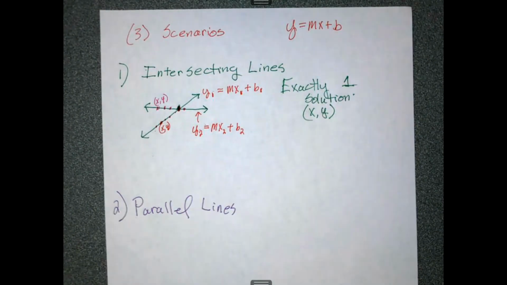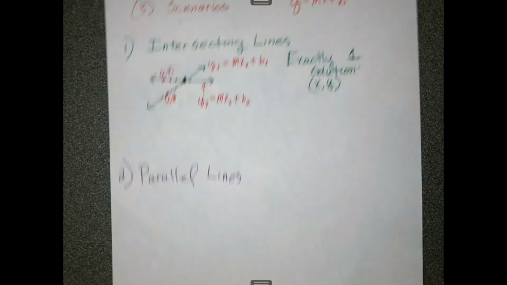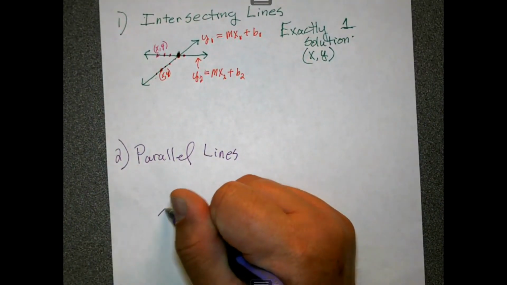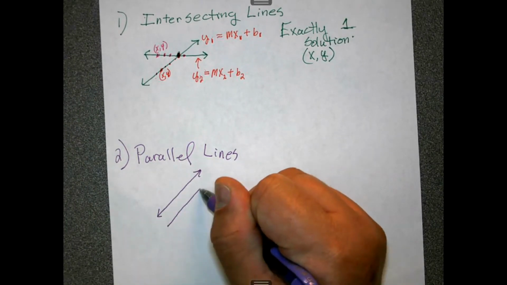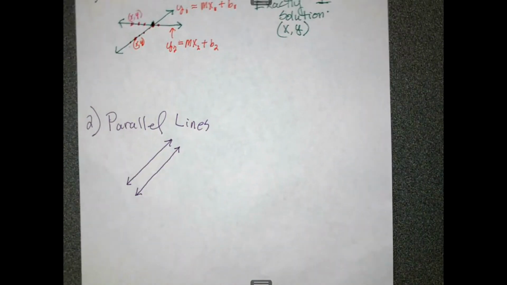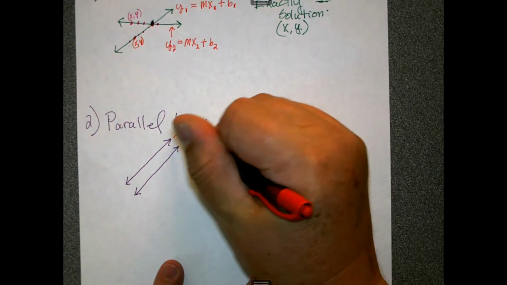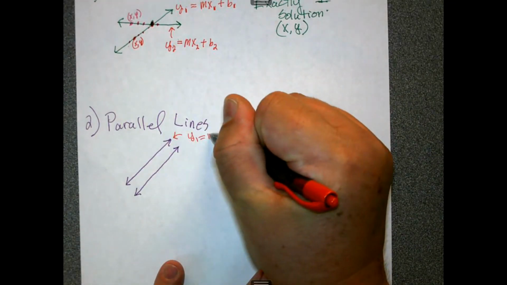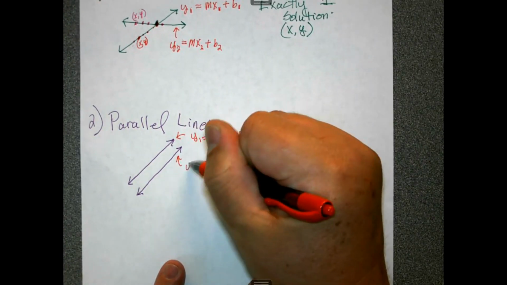Yeah. All right, parallel lines. Now, Antonio, you told me about parallel lines. So parallel lines never intersect, right? Geometry. Parallel lines never intersect. So if they never intersect, how many solutions are there for the equation of this line, and then the equation of this line?